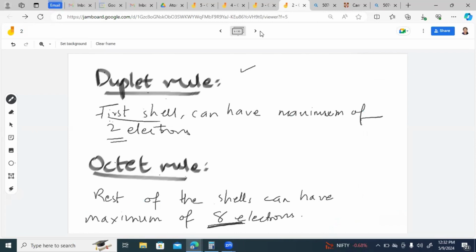We have the duplet and octet rule. The duplet rule says that the first shell has a maximum of 2 electrons. And the octet rule says there are 8 electrons in the rest of the shells. You won't be tested for this terminology at all, but in the first shell we have only 2.